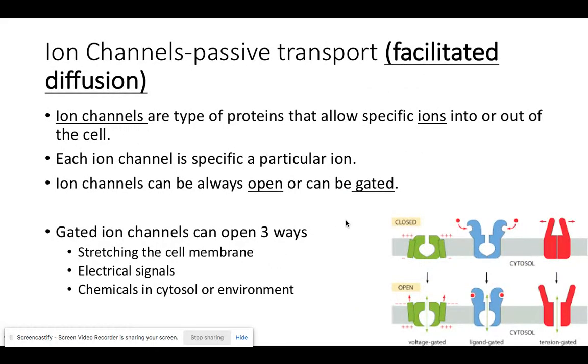Another type of facilitated diffusion is where you actually have ion channels. These are types of proteins that allow particular ions into or out of the cell. So these are really, really important when we're talking about nerve cells. And we'll talk about these when we talk about nerve cells and action potential. How nerves actually work is that they need to have a particular ion. So you might hear that having Gatorade is really important, or having your electrolytes, or even salt in your diet.